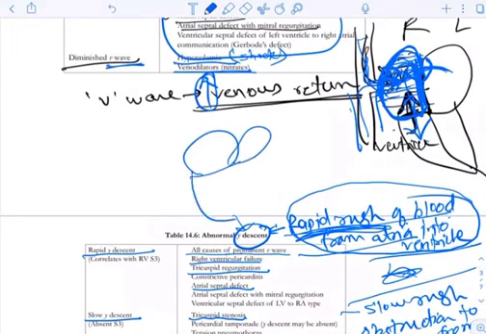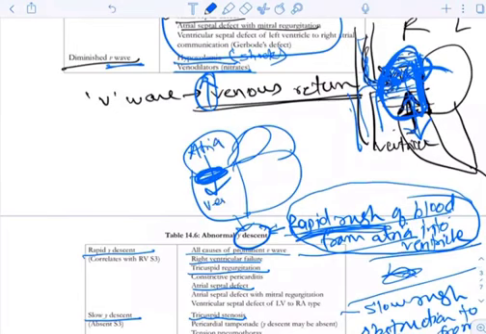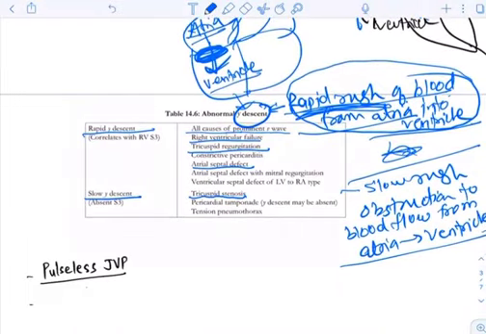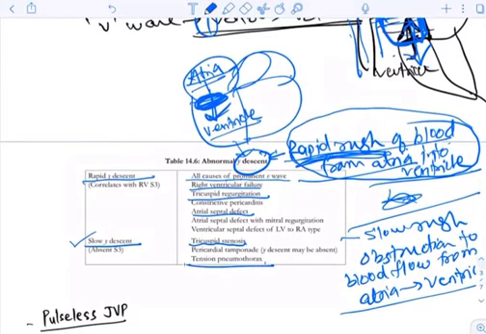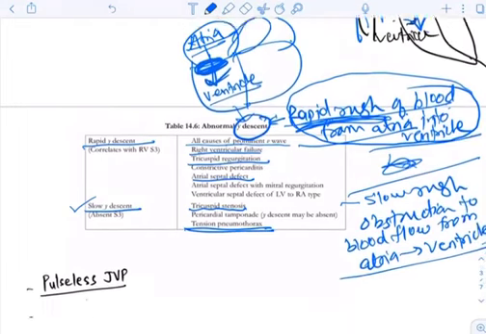In cases of tricuspid stenosis, the valve opening is reduced, so the flow should be less, and there cannot be a rapid rush of blood from the atria into the ventricle. So the Y descent will be slow. Second is tension pneumothorax. Again the same, because of the increased positive pressure inside the chest, it will compress the heart, and that's why the descent will be slow.